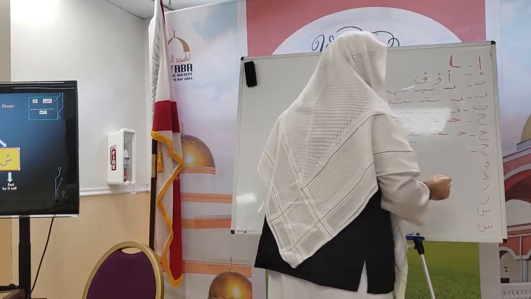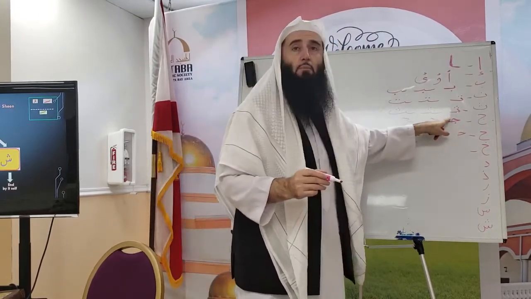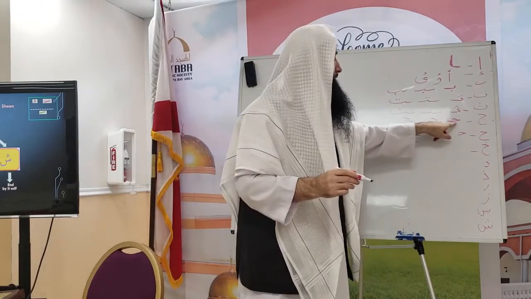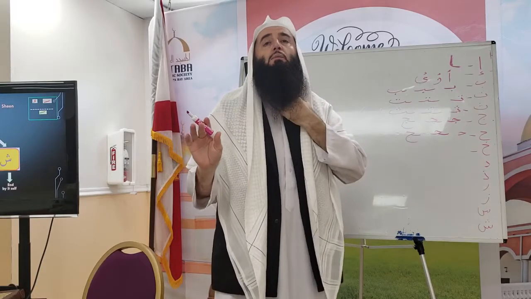So how do you distinguish the ha from the jim? The dot. Jim has one dot. Ha doesn't have anything, because it is from the middle of the throat.